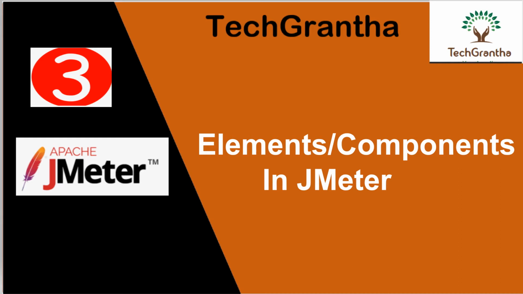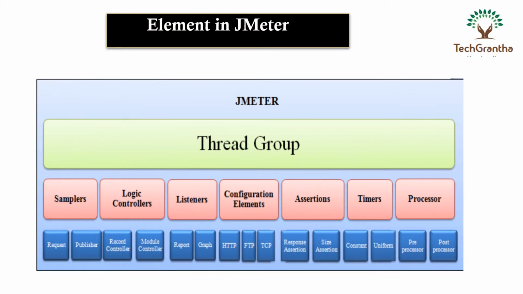Now we will start with the basic components used on the JMeter side. The first thing is the overall elements which we are seeing in JMeter. The main one is the thread group. Then inside the thread group come the sampler, logical controller, listener, configuration element, assertions, timers, and processors. We will discuss all of those in a little more detail in the next slides, and understand what the thread group is, what the sampler is, and all the activity.